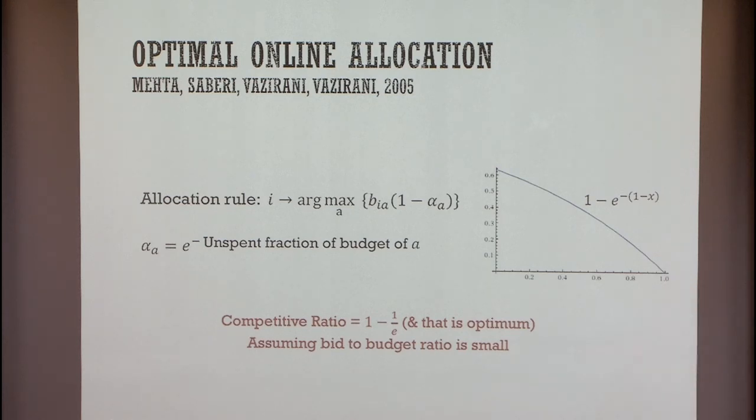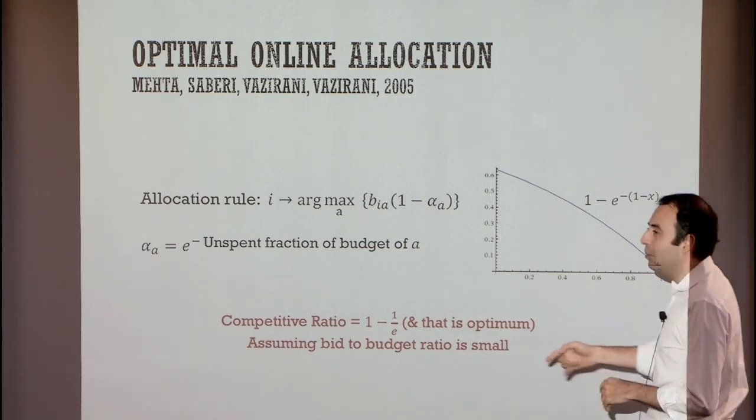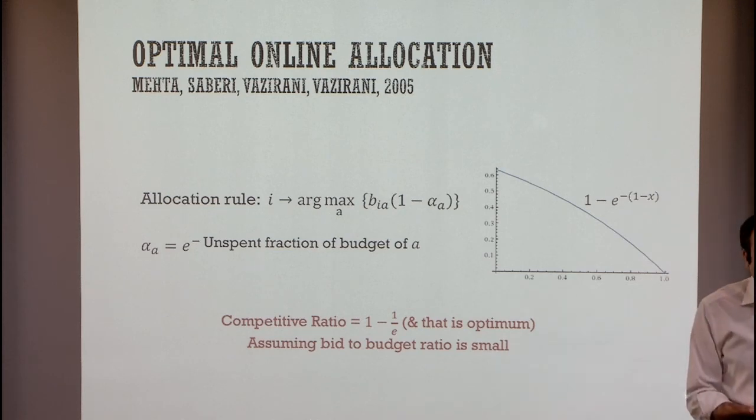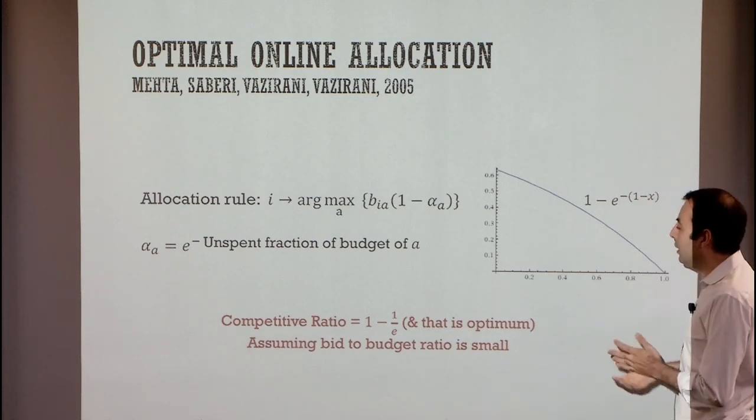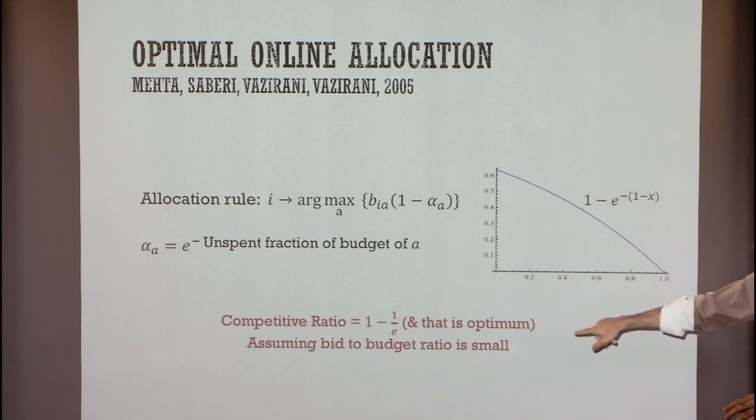Now it's a simple algorithm. The analysis is more complicated, and you can show that the competitive ratio of this algorithm is 1 minus 1 over e. That's around 0.62. You can also show that that's the best possible, so you cannot do better than that in this framework. The underlying assumption here is that the ratio of bids to budgets is small, but that's a reasonable assumption. Usually the bids are of the order of cents to dollars, and the budgets are hundreds or thousands of dollars.